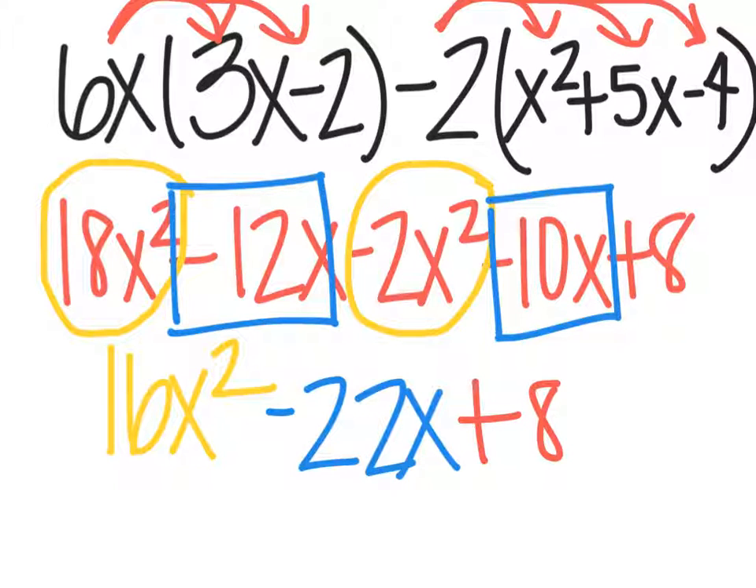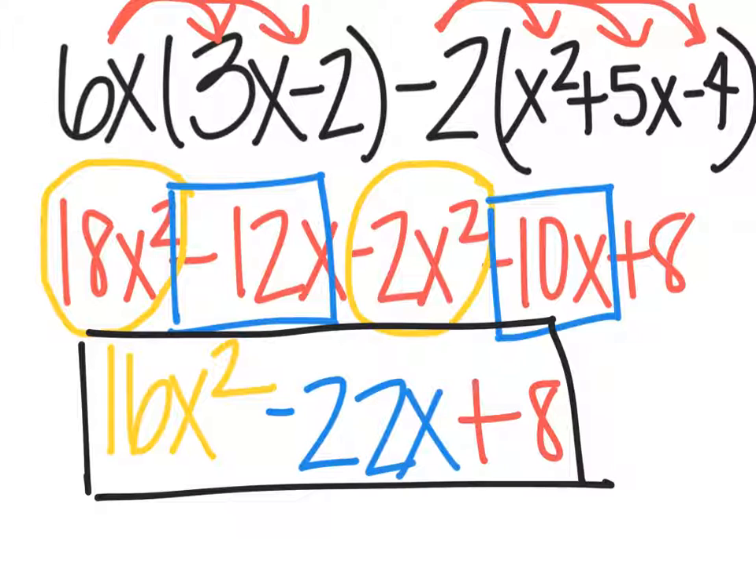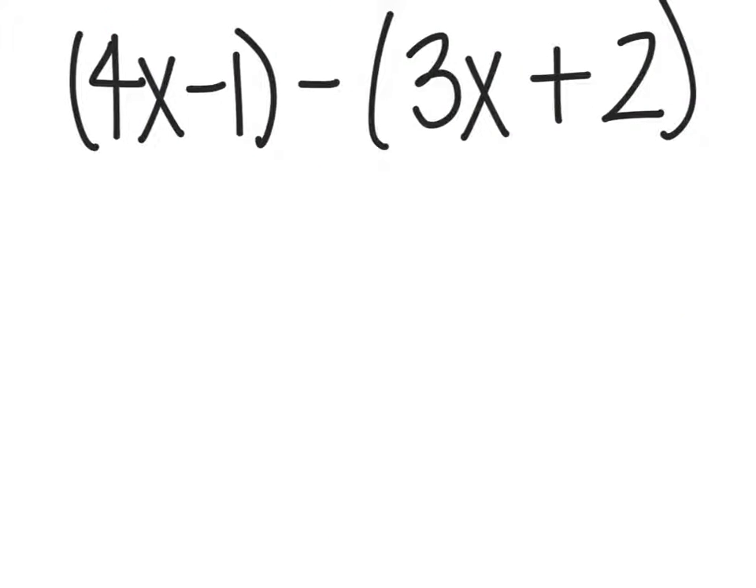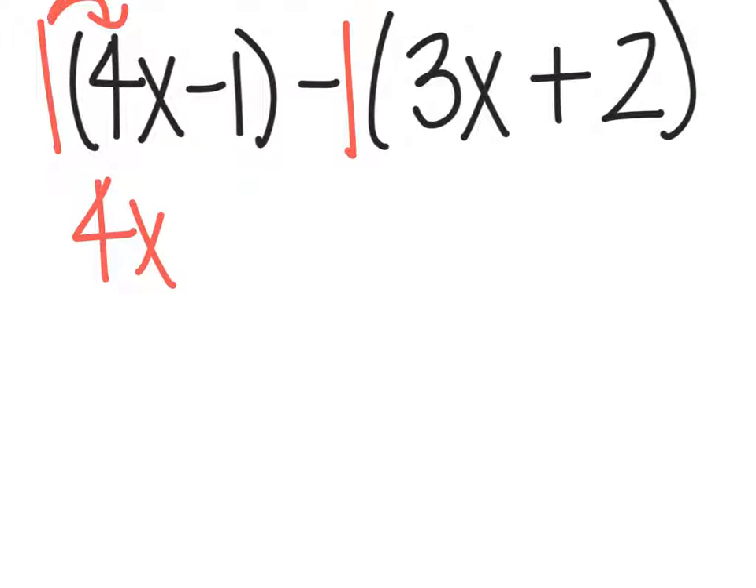And my final answer would be 16x squared minus 22x plus 8. So I have 4x minus 1 minus 3x plus 2. So I'm going to go ahead and put my 1 in front of my parentheses. Anytime you don't have a number, it's always a good idea to put a 1 there. So 1 times 4x is 4x, and 1 times negative 1 is negative 1.